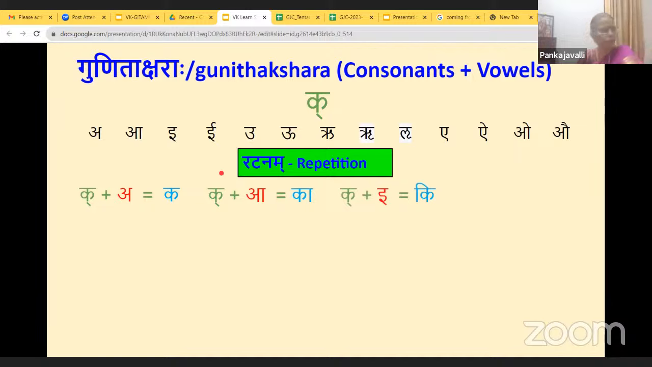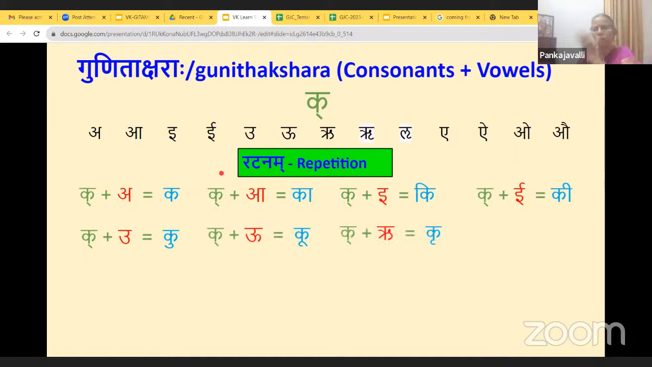Ek plus e is ki. Ek plus e is equal to ki. Ek plus u is ku. Ek plus u is equal to ku. Ek plus r is kr. Ek plus r is kr.